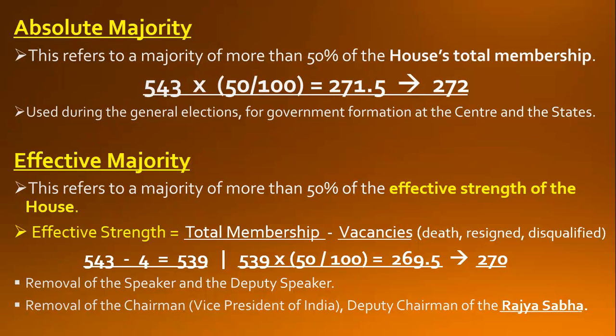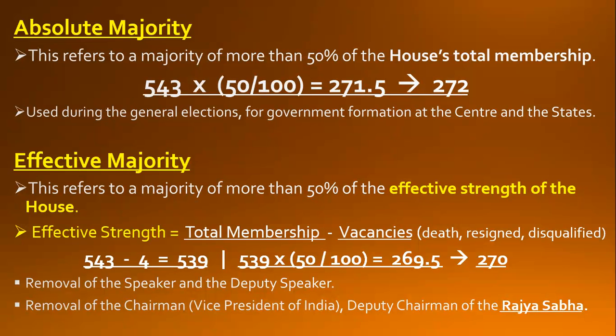Now what is the 50% of this effective strength? In order to calculate 50% of this effective strength, we will just multiply it by 50 and divide it by 100. So 539 multiplied by 50 and divided by 100. When you do the calculation, the result will come 269.5. Now we need more than that, means 270.